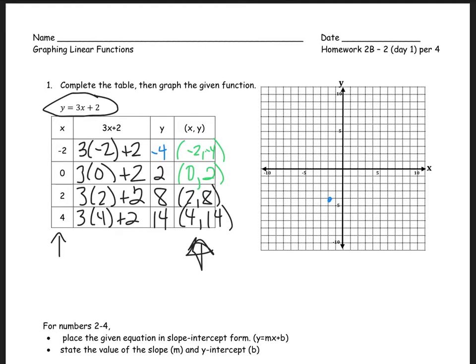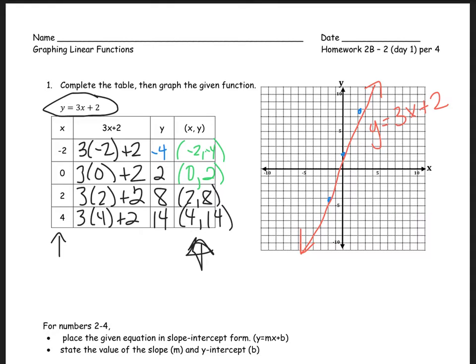The next one is at 0, comma, 2. 2, comma, 8. 2, 4, 6, 8. And then last but not least, oh, it can't even fit. It can't even fit on the graph because it only goes up to 10 here. So that's all good. We're going to connect these points. And I'm going to label y equals 3x plus 2. And that's the line, man. That's it.